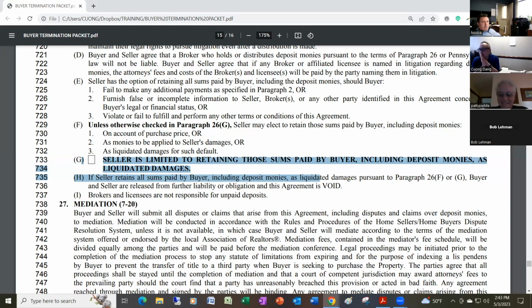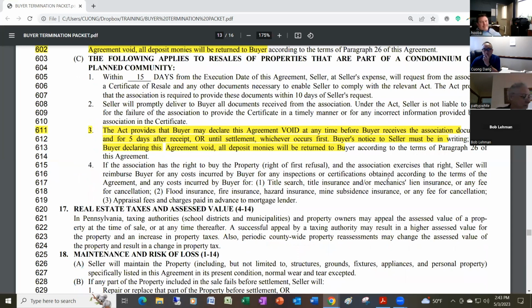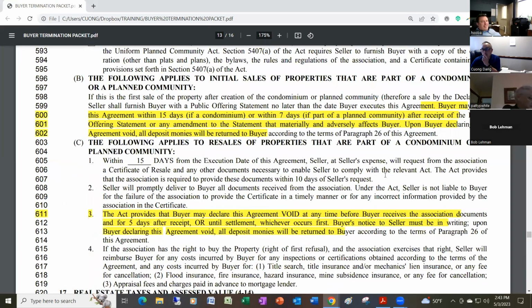Matt, any other questions, sir? It just always seems weird that paragraph 16C3, that you can void the contract before you get the documents. That's like the biggest out in the whole contract, isn't it? Yeah. Let's see here. Yeah, the act provides a buyer may declare this agreement void at any time before buyer receives the association documents and for 5 days after receipt.